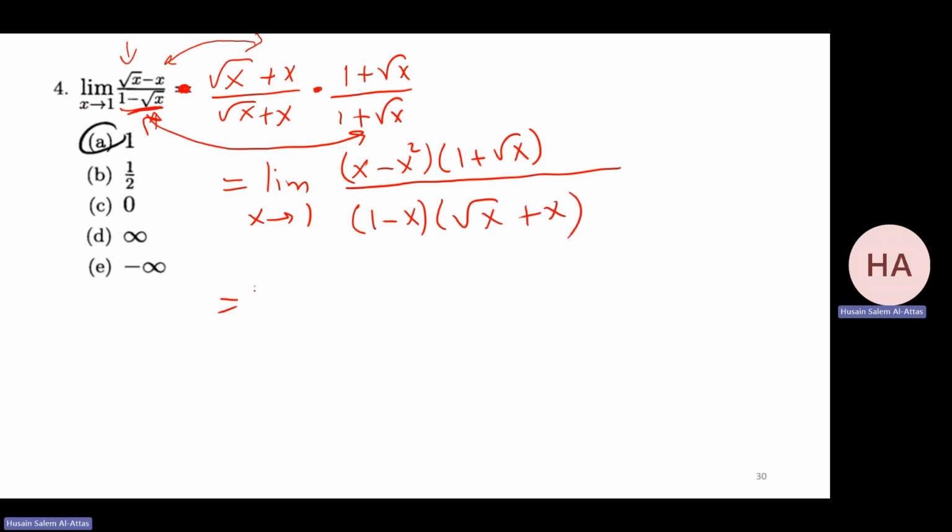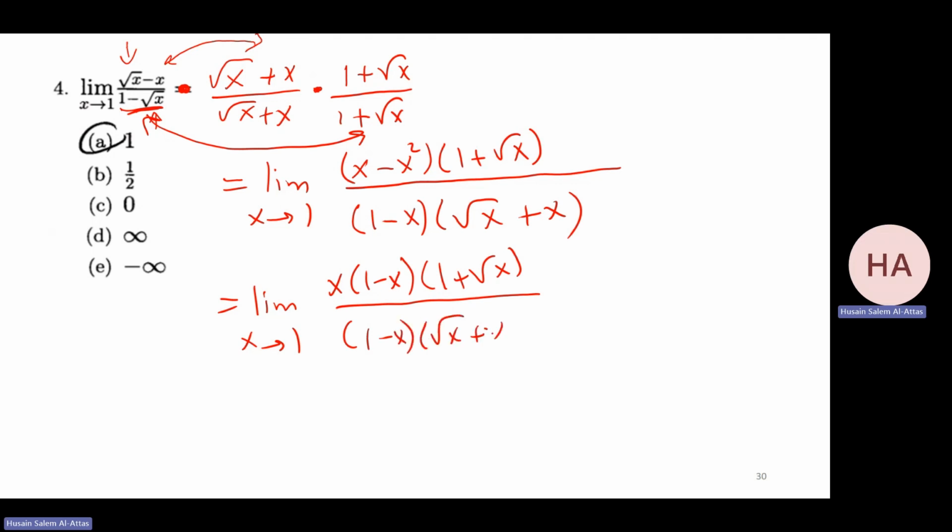And notice this one, we can take x as a common factor. I have 1 minus x, 1 plus the square root of x over 1 minus x, square root of x plus x. This is cancelled. Substitute. You'll get 1 over 1 plus 1, which is 2, which is 1. So the answer is 1.